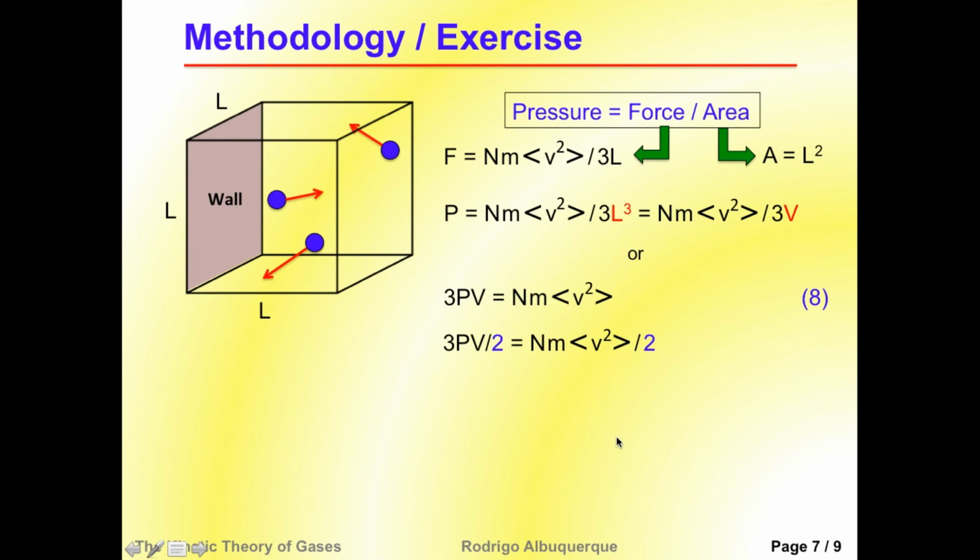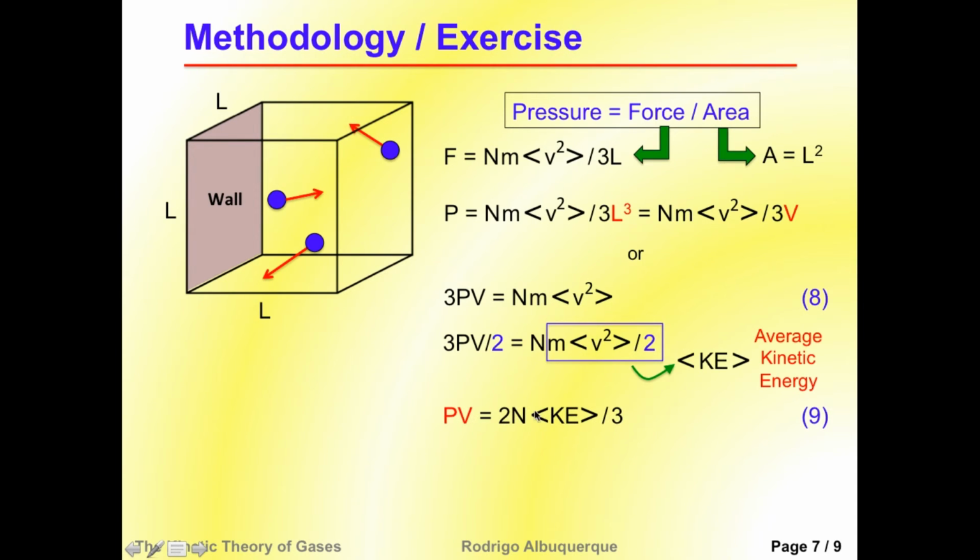And once more, we have to recognize that the mass multiplied by the square velocity divided by 2 is just the kinetic energy. In this case, we are taking the average of the square velocity, and that means we don't have a kinetic energy, but we have the average kinetic energy, which we are representing using this bracket notation. And finally, if we isolate PV on one side, we have PV equals this quantity.